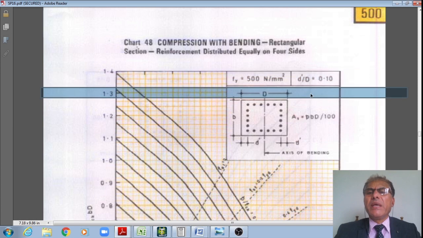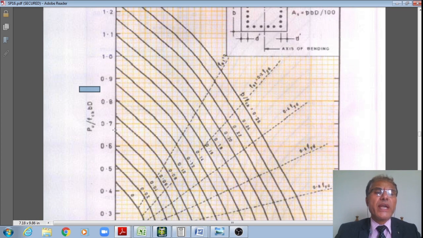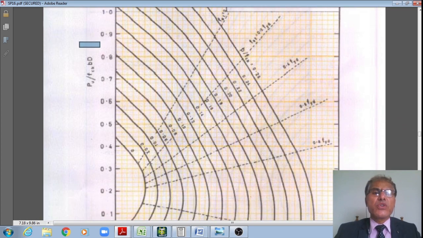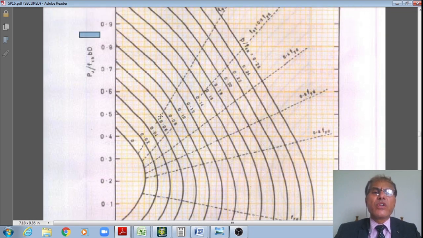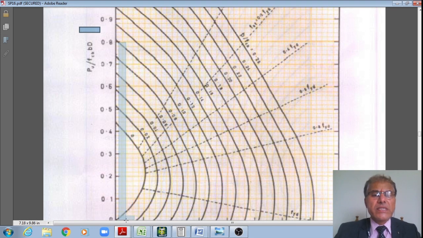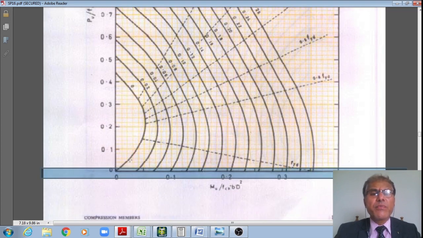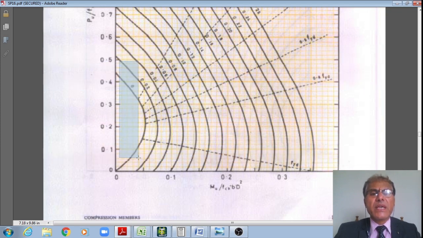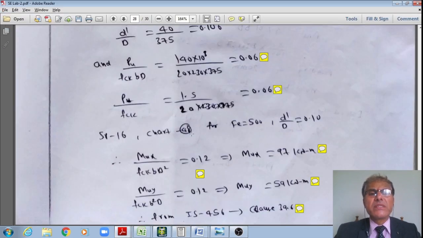Just now we calculated d prime by d is equal to 0.1. Therefore, now I do have Pu by fck bd is equal to 0.08, roughly 0.08. And just now I got p by fck is equal to 0.075. Therefore, now I'll interpolate and get Mu by fck bd square, like this, right? Upon interpolation, I'll get this value as approximately 0.15, right?